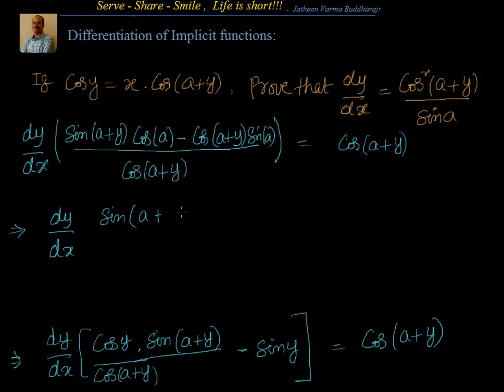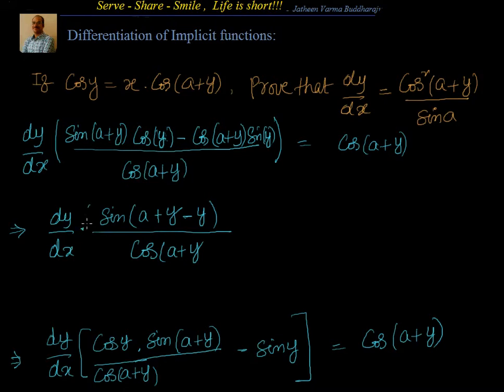That is a plus y minus, I think it is cos y here. Here also we have cos y. Let me just change that. We have cos y sine of a plus y. So this is y, and we also have another y. So this becomes sine of a plus y minus y divided by cos of a plus y.